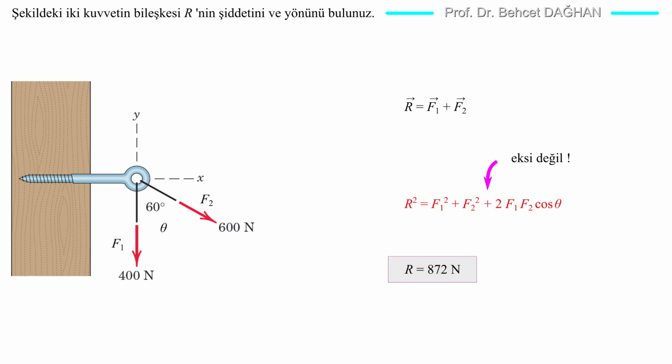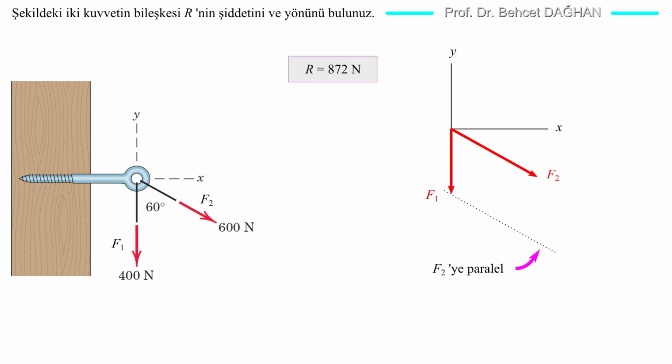By the way, this relation is similar to the law of cosines. However, there is one difference from the law of cosines: the sign in front of 2 is positive, not negative. We find R to be 872 Newton. Let's move on. Now it's time to find the direction of R.